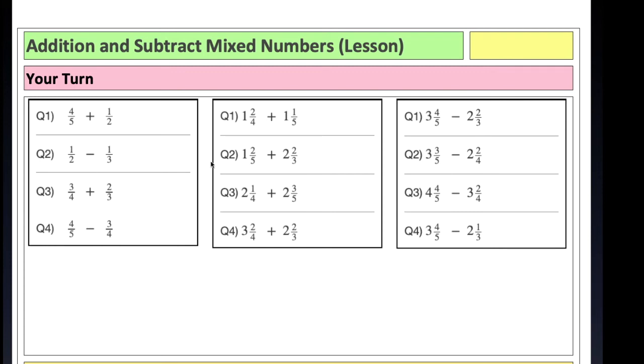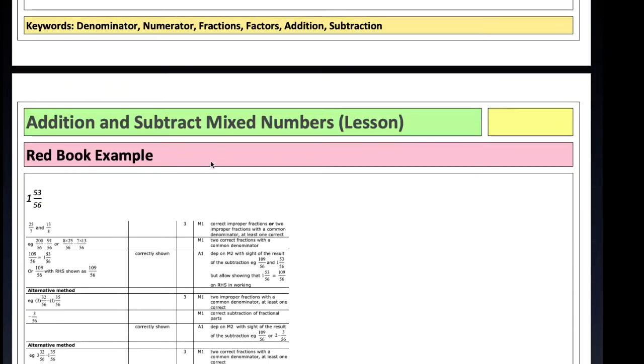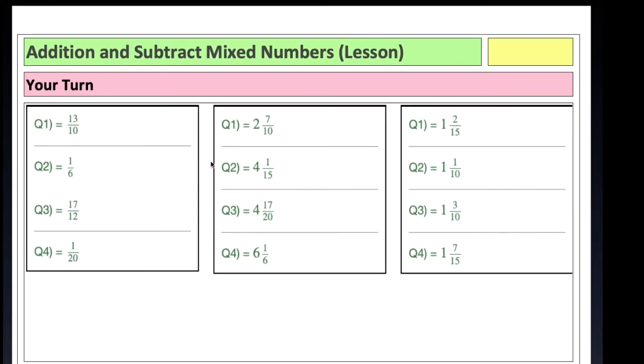Okay, so hopefully you've had a go at those. I'm going to scroll up now so you can see the answers. So mark these in green pen.